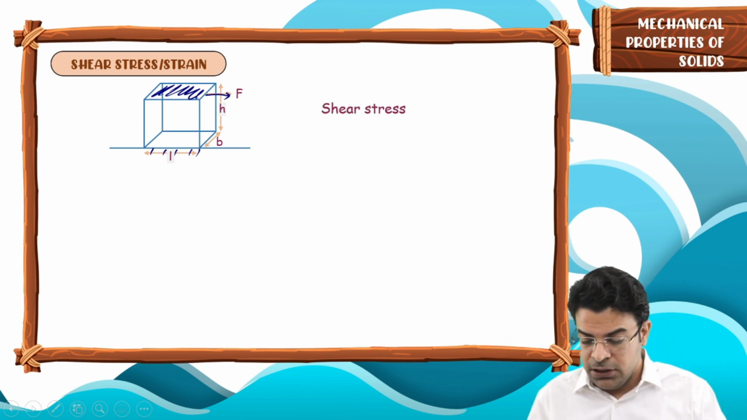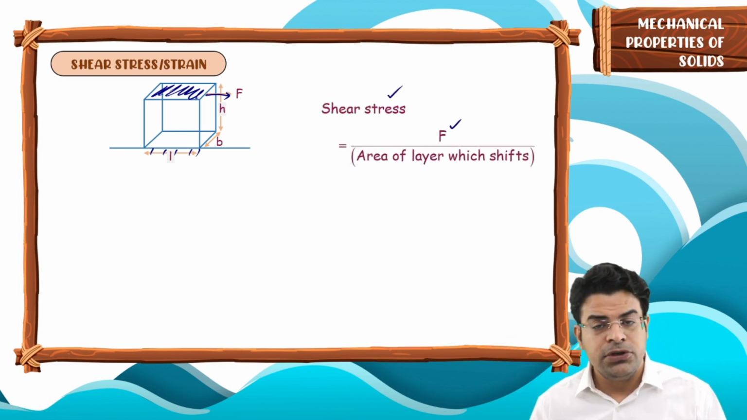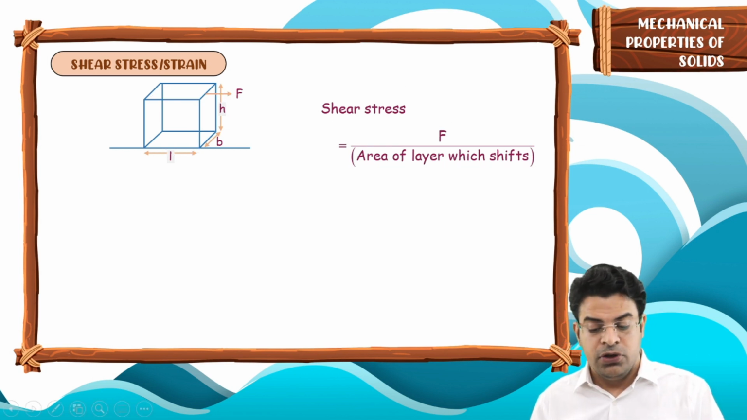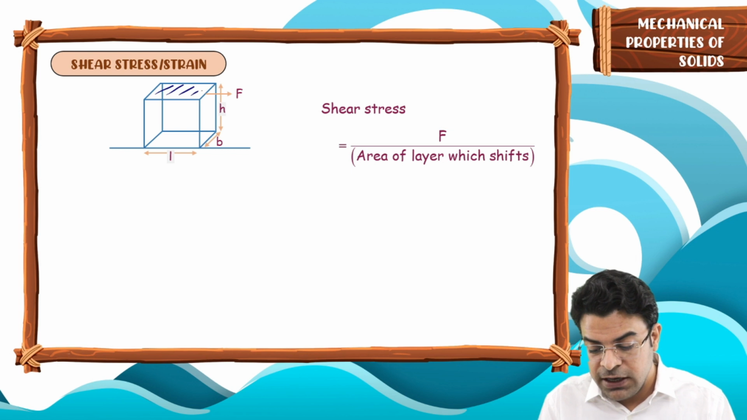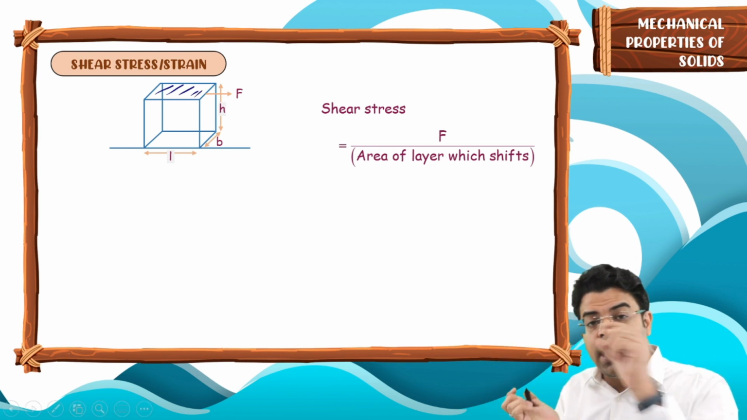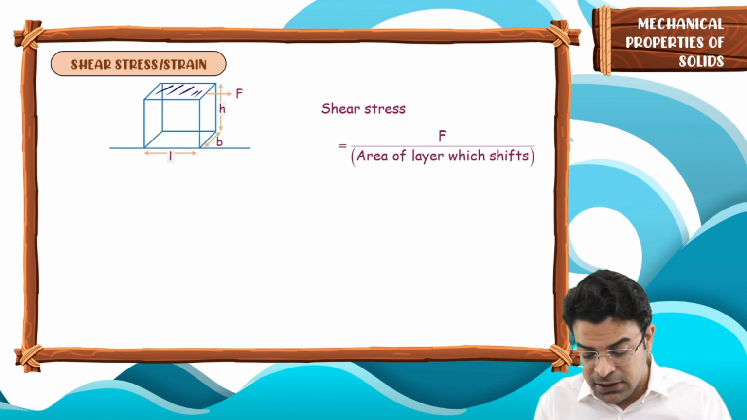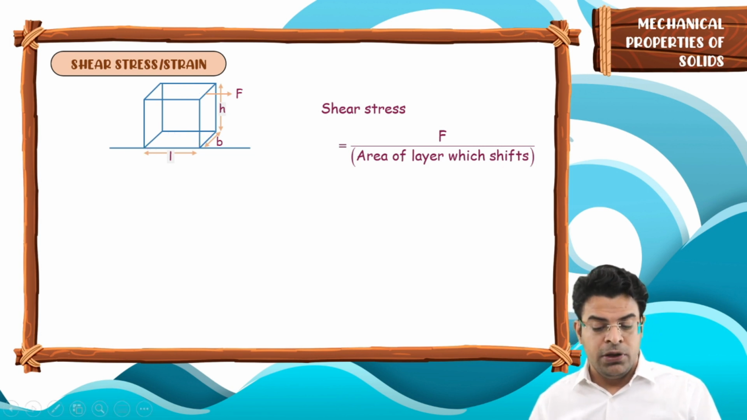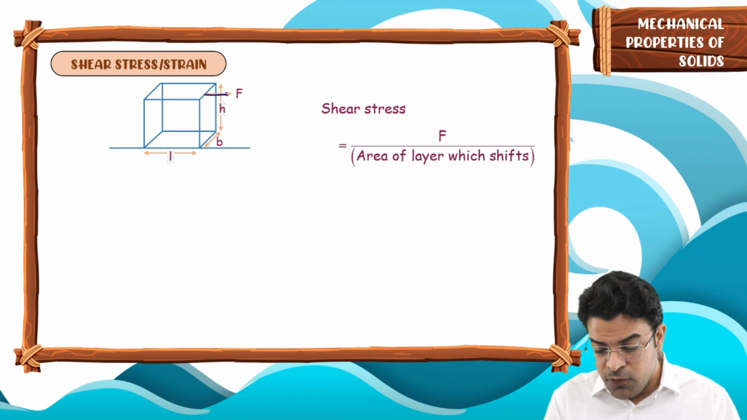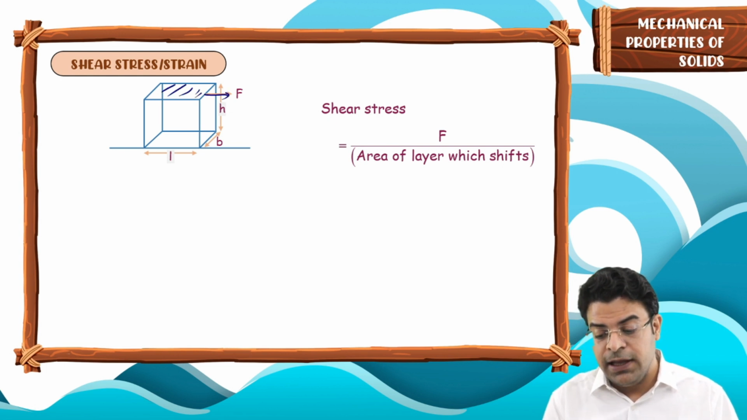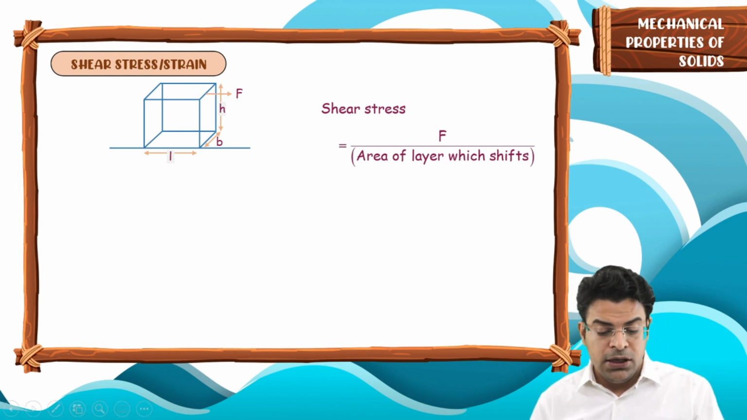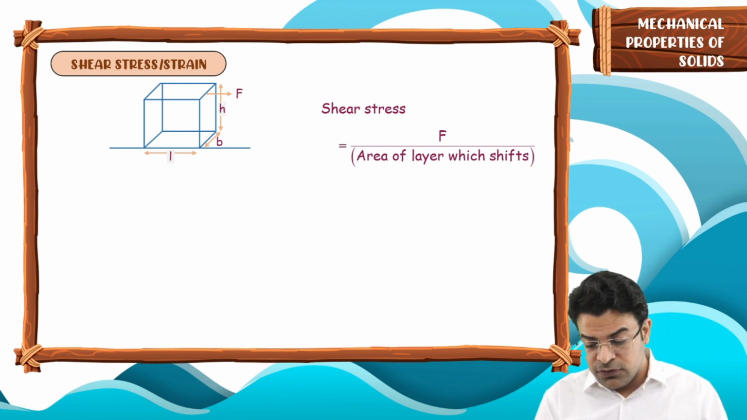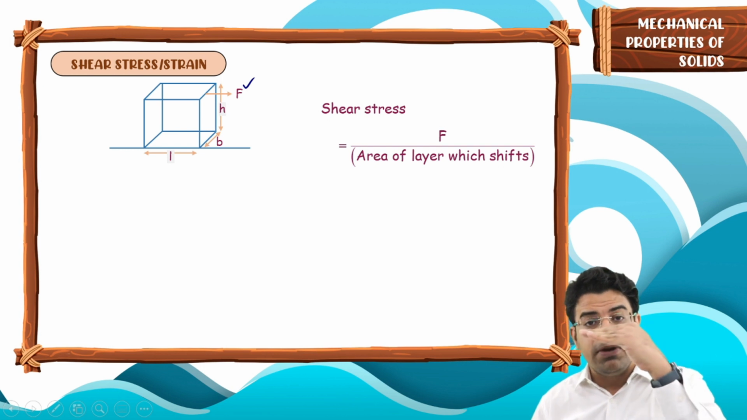So we define shear stress as the force upon the area of the layer that shifts. Here, the area of the layer that will move layer over layer has to be considered, and that area is nothing but L times B. Notice that here the force acts in the plane of the area. In case of longitudinal, the force acted perpendicular to the plane of the area. In case of shear, the force acts along the plane of the area.